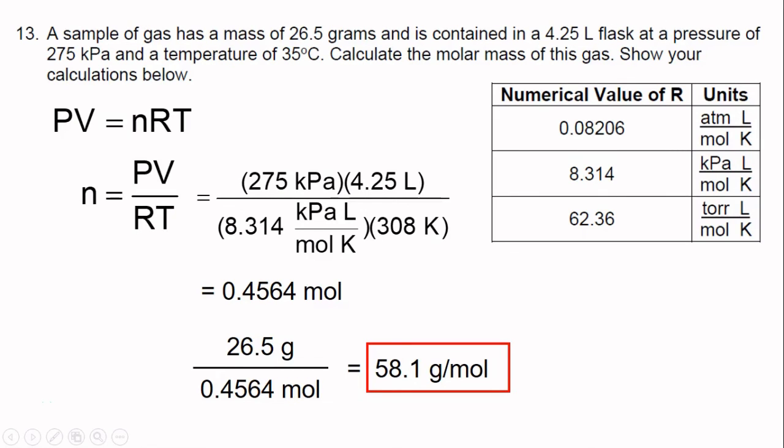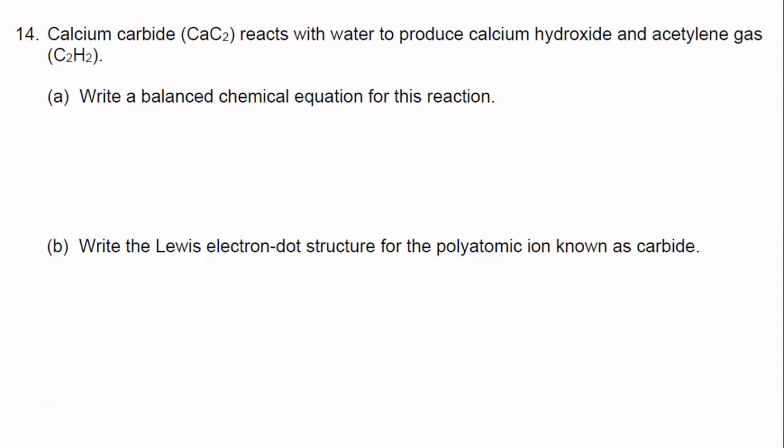All right, let's take a look at number 14. Calcium carbide, CaC2, reacts with water to produce calcium hydroxide. Now the charge on hydroxide is -1. The charge on calcium is +2. So it's going to be Ca(OH)2. And then finally acetylene gas. This is almost balanced. We have 1 calcium on each side. We have 2 carbons on each side.